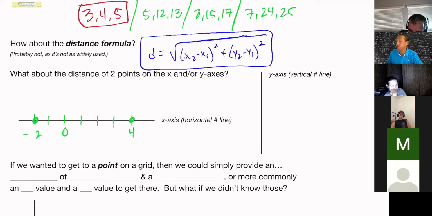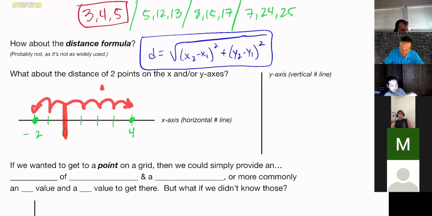What's the difference between those? What's the distance? 6. How'd you get that so quick, Harley? I took the absolute value of 2 from 0, absolute value of 4 from 0, and I added it together to get 6. So we knew that this was 2 from there, and then this was the distance of 4. So he knew that we were 4 here and 2 there. He virtually counted. All right.